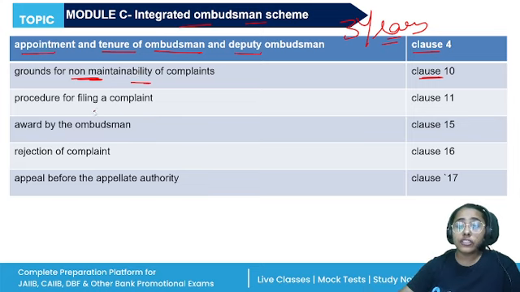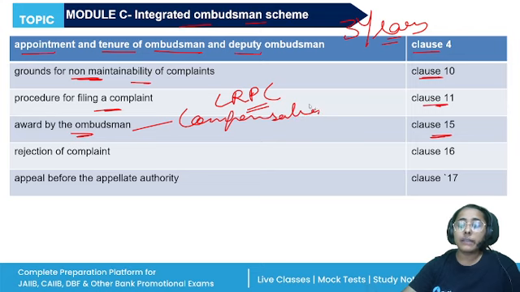Then the procedure for filing a complaint is given in clause 11. A complaint can be filed either online through the portal or through electronic or physical mode to the CRPC. Then clause 15 talks about the award. The award will include the compensation, which will be either the consequential loss or the compensation, decided up to rupees 20 lakhs, whichever is lower.